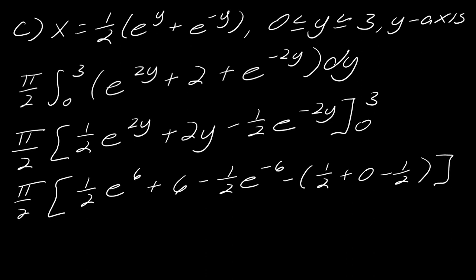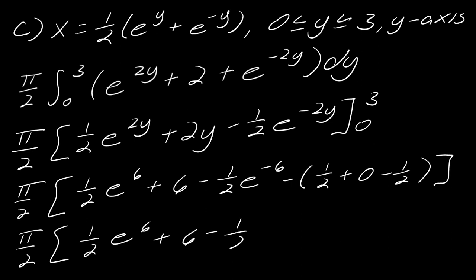Okay, and so let's see what ends up happening here. I get just all of this. Maybe I can factor out, I'll just leave it as is. So 1/2 e to the 6 plus 6 minus 1/2, maybe minus 1 over 2 e to the 6. Okay, and I'll just leave it at that.